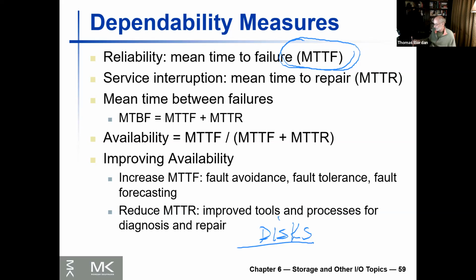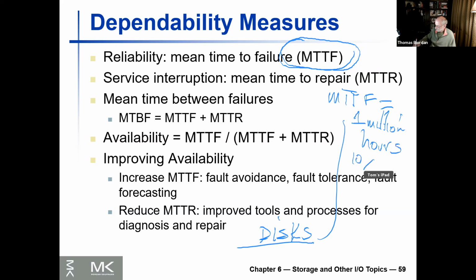And the key point here is that the disk manufacturer is going to tell you that the mean time to failure is equal to a million hours. And that's like, I don't know, 10 years or something like that, approximately, I think. So you would reach the conclusion then that, okay, that's a long time. I don't have to worry about disks failing.